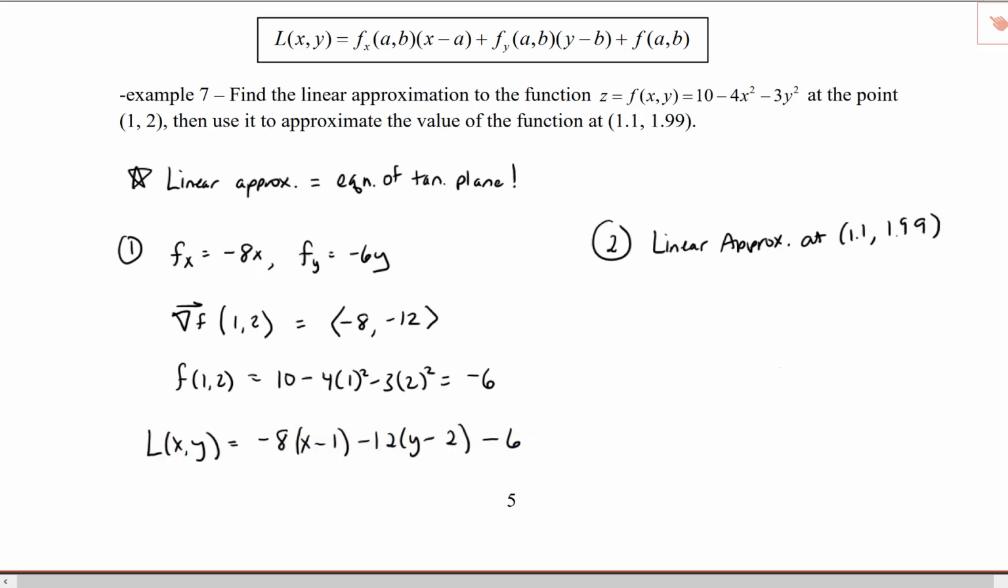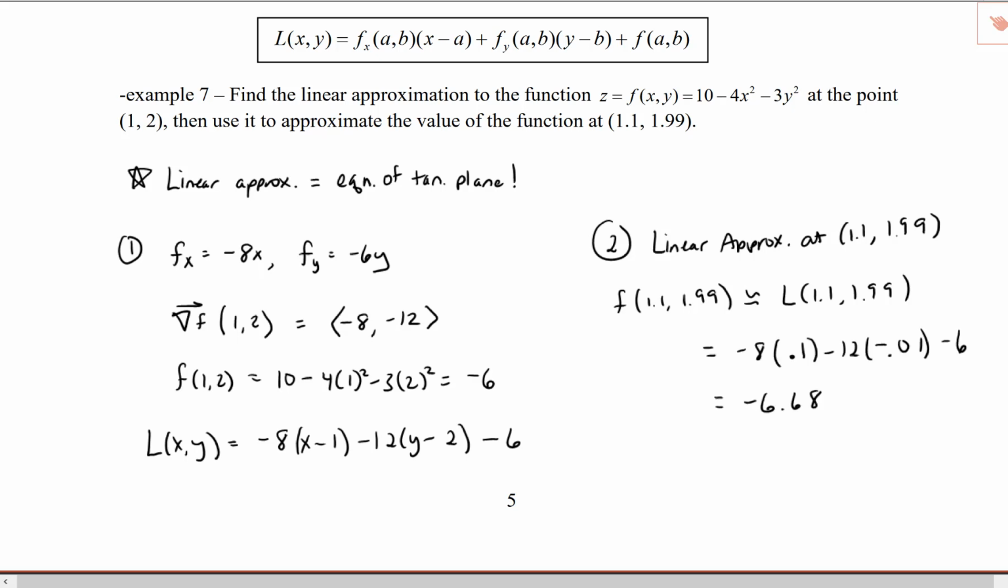Now this problem does ask for something else. It asks us to approximate the value of the function at (1.1, 1.99) using our linear approximation. All we have to do for that is plug these new x and y values into that linear approximation, that tangent plane equation. The function value at (1.1, 1.99) will be approximately equal to the value on the tangent plane. Substituting those values in and working it out, we get that f(1.1, 1.99) is approximately negative 6.68. That's the approximation on the tangent plane.